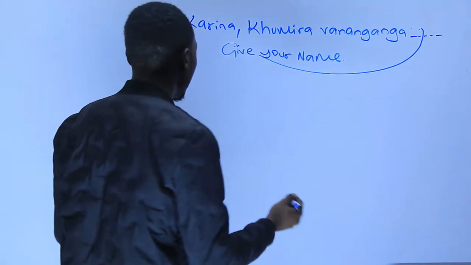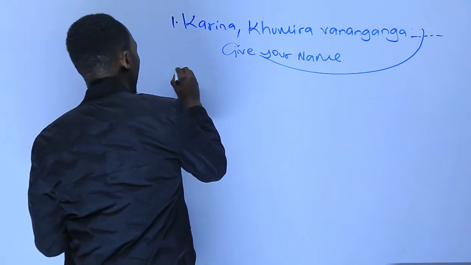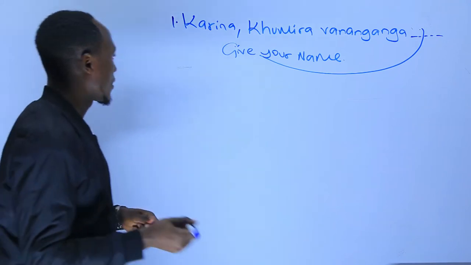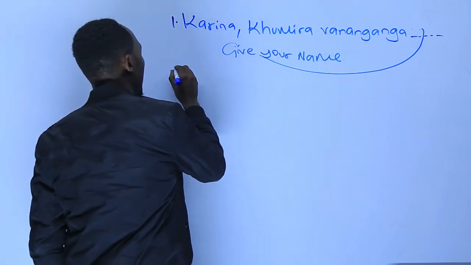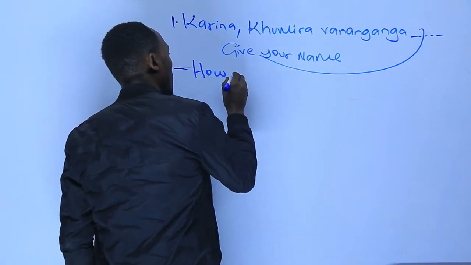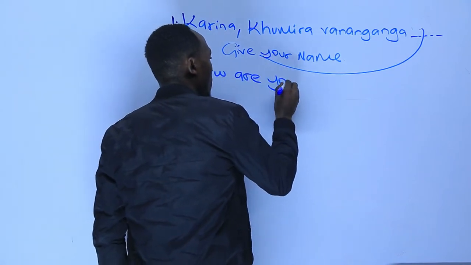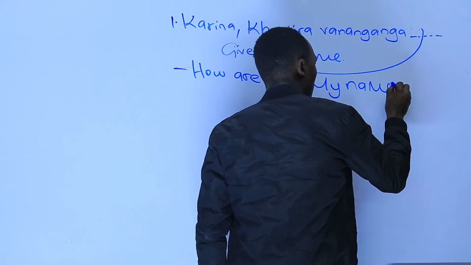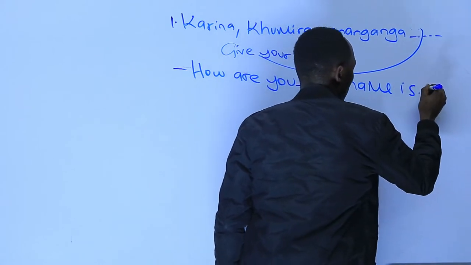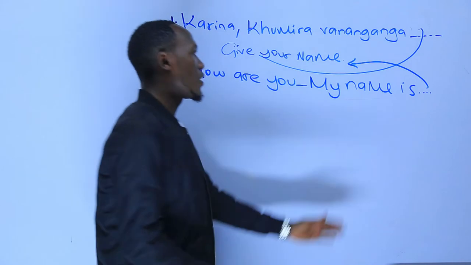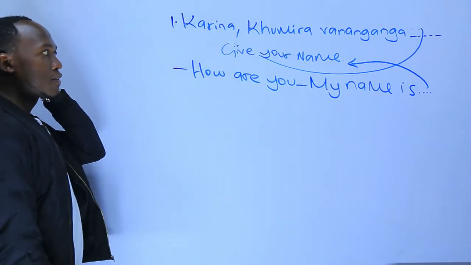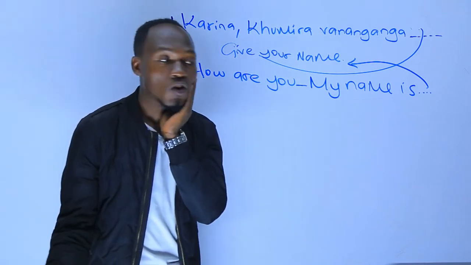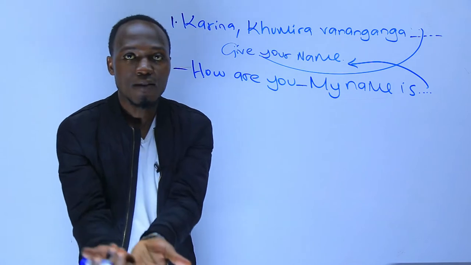So let's just write it. My pen is not working. Let me just use one pen, the blue one. So you say, how are you? My name is, and you give your name. So after you've given us your name, you've introduced yourself, what next? You need to give a speech. You are not going there just to mention a name. What next? Give a speech.